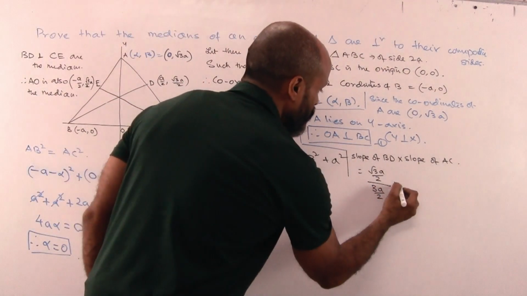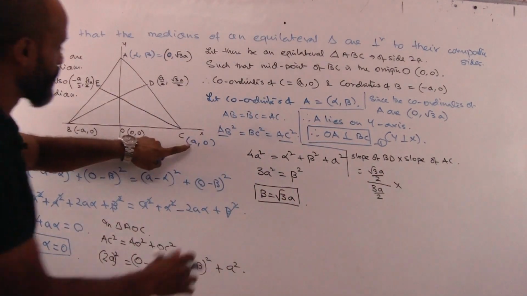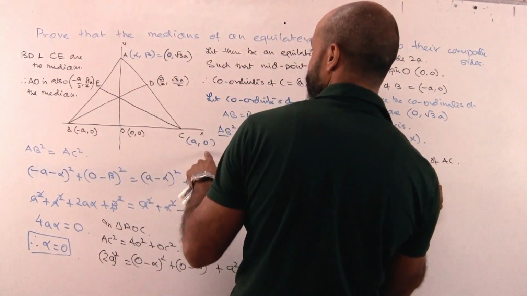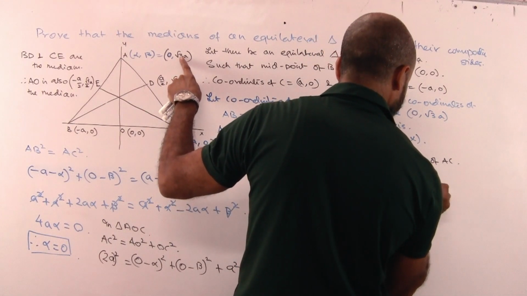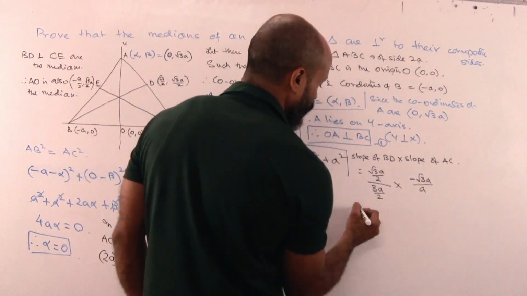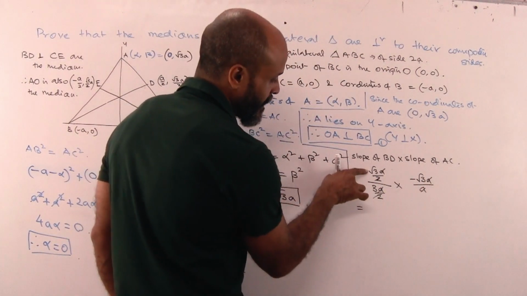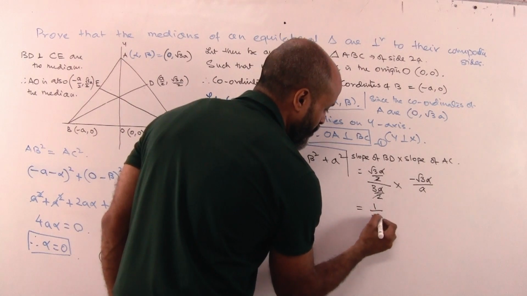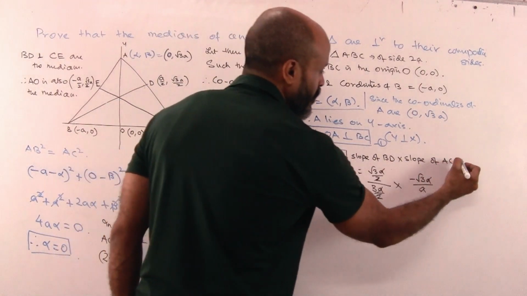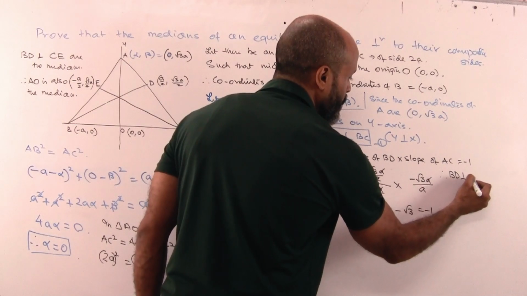Into slope of AC. Slope of AC will be y2 minus y1, that is 0 minus under root 3a, so this will be minus under root 3a, and this will be a minus 0, so this will be a. Okay, what do we get here? The 2 and 2 cancel, a and a cancel. So we have under root 3 by 3, that is 1 by under root 3, into minus under root 3. So this will be minus 1. Now since the product of two slopes is minus 1, we can say that BD is perpendicular to AC.